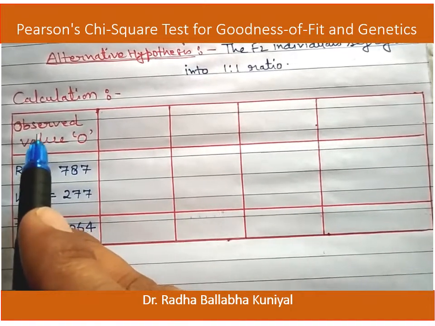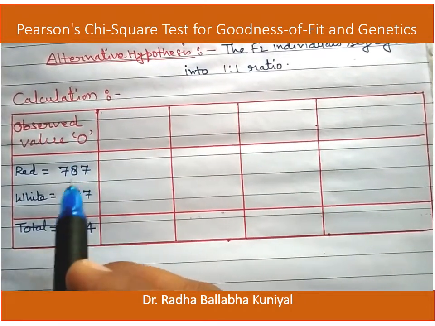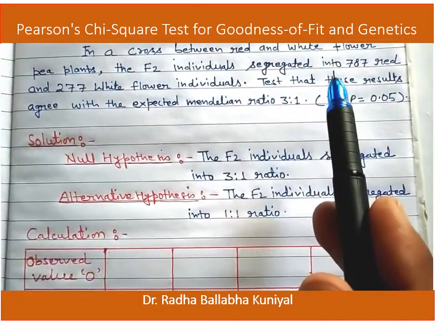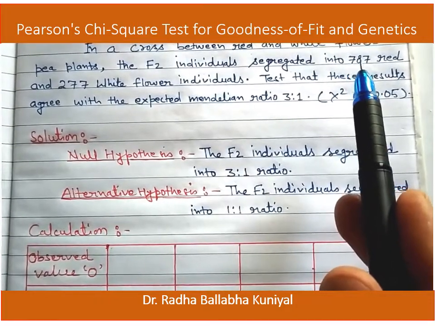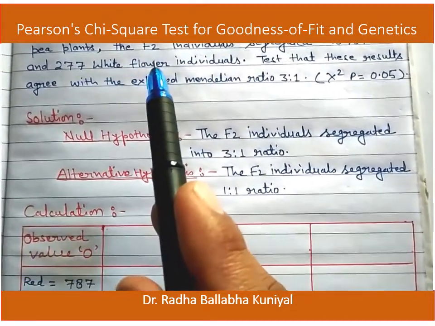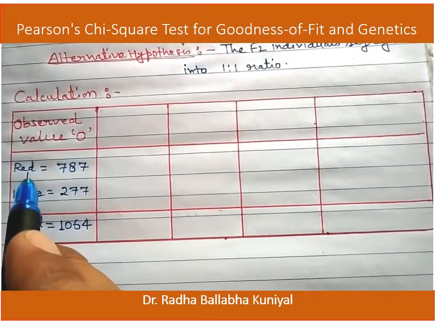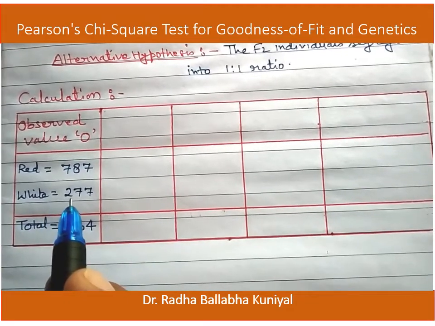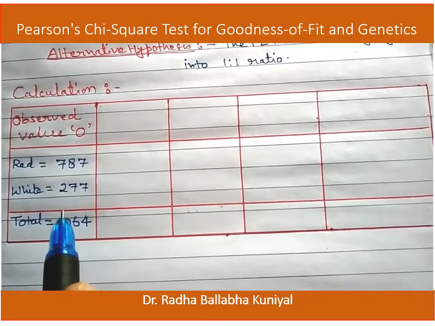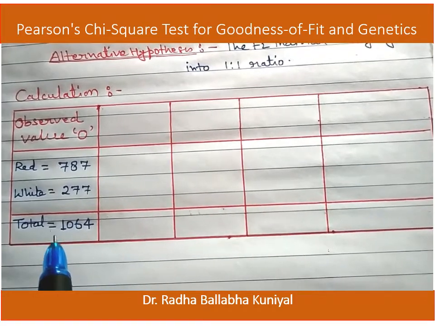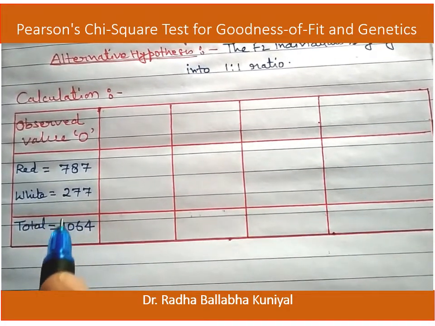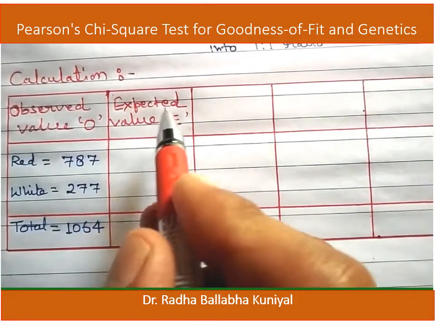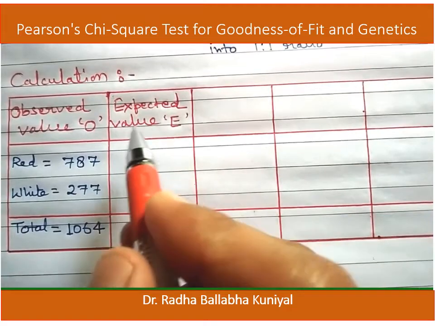Now, in the first column, we will put the observed value O. In the question, the observed values are two individuals segregated into 787 red and 277 white flowers. So here, red individuals are 787 and white pea plant individuals are 277. Now we will add these two values, and by adding these two we will get 1064.